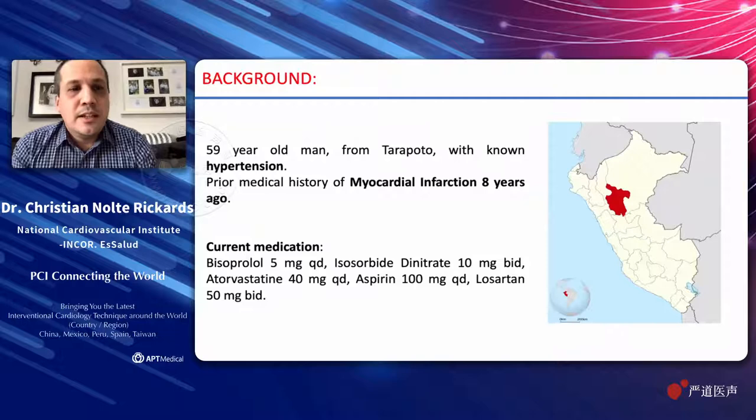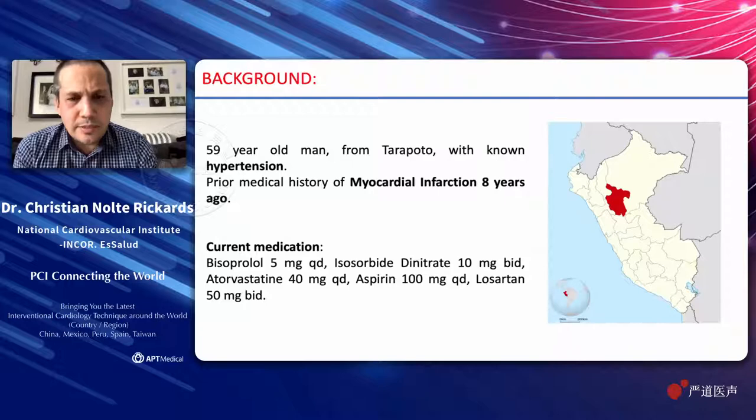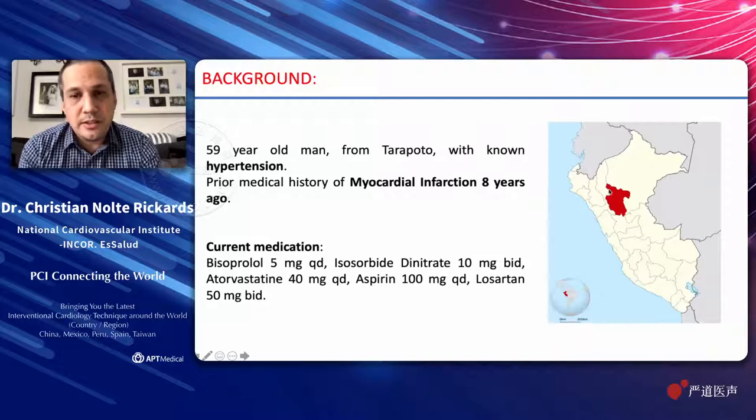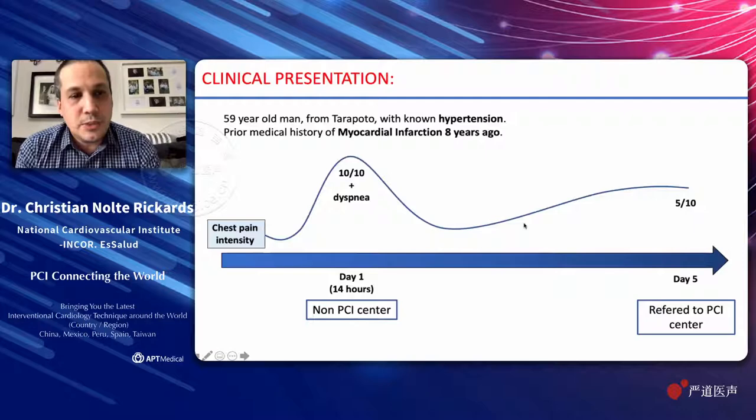This is a 59-year-old man from Tarapoto, a small town in the forest of Peru, which you can see here in red, with known hypertension. He has a prior history of myocardial infarction 8 years ago. His current medication was beta blockers, nitrates, statins, aspirin, and antihypertensive medication. He started his clinical presentation 5 days before getting into our hospital, with 10 out of 10 chest pain intensity associated with dyspnea. After 14 hours, he had his first medical contact at a non-PCI center.